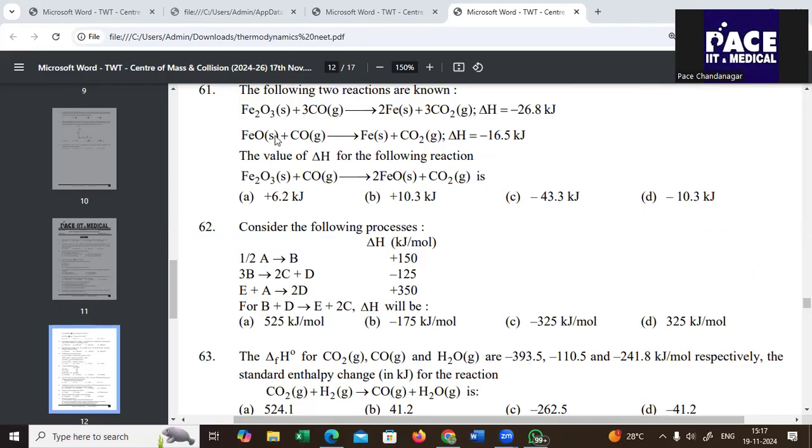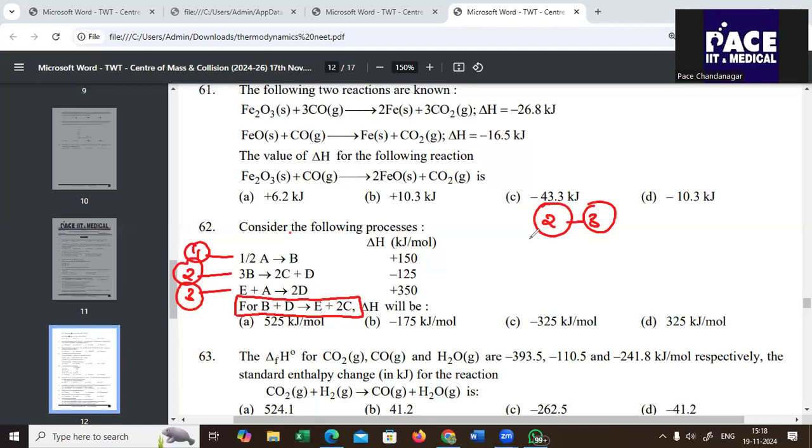Consider the following process. Here the process is A turns to B, B turns to C plus D, and something is given to you. We want E plus 2C on the right side. E I can see on the left. This is my first equation, second equation, and third equation. E is on the left side, but I want it on the right side. So I would subtract the third equation. And 2C, where do I get it? 2C is from my second equation.